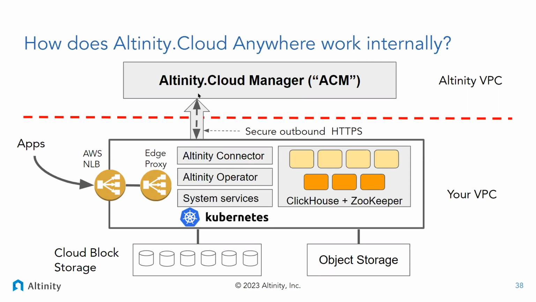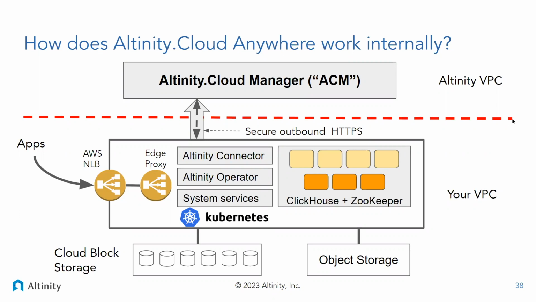Moreover, if this connection fails for any reason, there's no problem as far as your apps are concerned. They will continue to work. They do not depend on active communication with Altinity.Cloud Manager. So if there's a transient network failure, it's not a problem. When it comes back, you'll be able to see them from Altinity.Cloud again. So that's what the parts are.